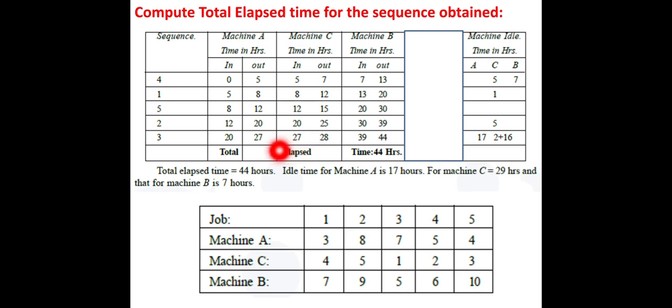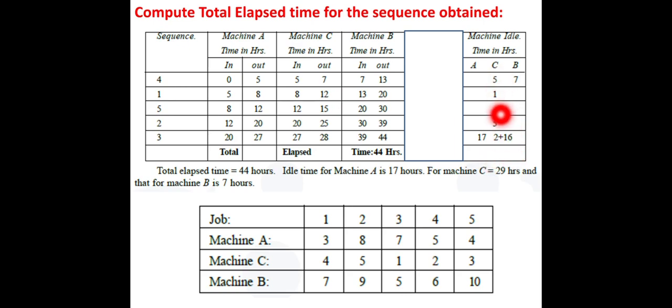So when job 3 is being processed in machine C and machine B, machine A is free, so the idle time for machine A will be 44 minus 27, so you will get 17, dear friends. Okay, that is the idle time of machine A. And until job 3 is processing in machine B, machine C will again be idle, so again the idle time will be 44 minus 28, that is 16.